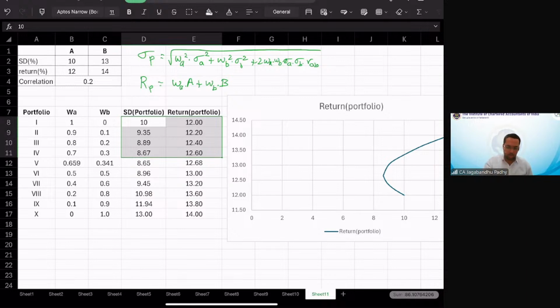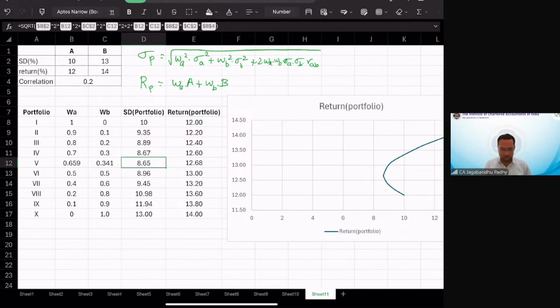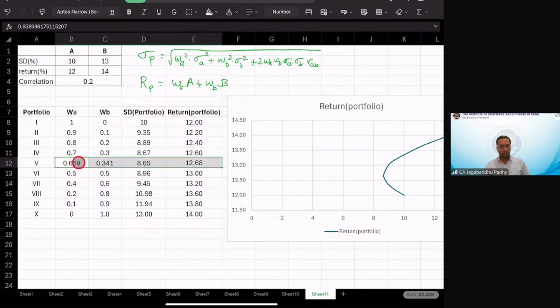Now, what do you think? This 0.659, 0.341, is this weightage which I have assigned randomly, and we found it to be the best portfolio to start with? No, there is a formula. This is the optimum portfolio. I can say this is the portfolio which gives us the lowest risk.